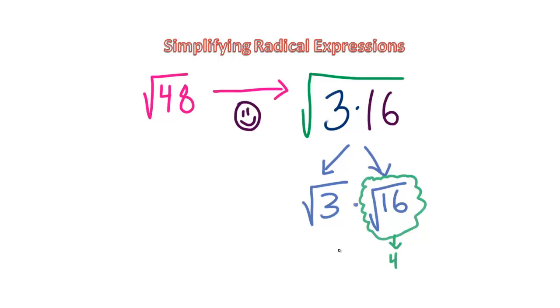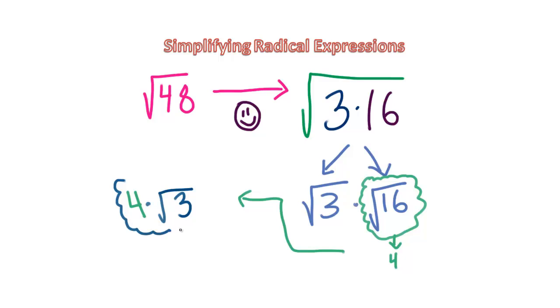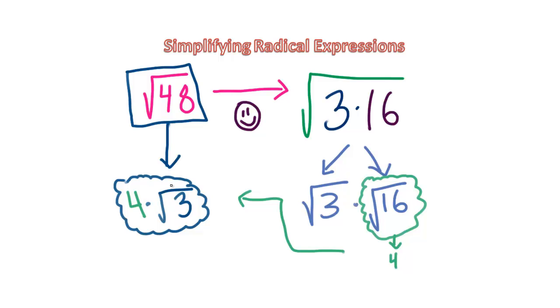Now we can write our final answer. Let's do it over here. We have the 4 in the front, that's from this here, and we have the radical 3 afterward, and this multiplies, so radical 3 after that. So this is our simplified radical. We started off with radical 48, which is this one here, and we simplified it and rewrote it as 4 radical 3. And again, if you plug radical 48 and compare it to 4 times radical 3, it's the exact same number.